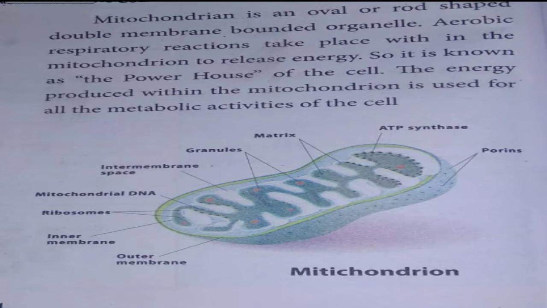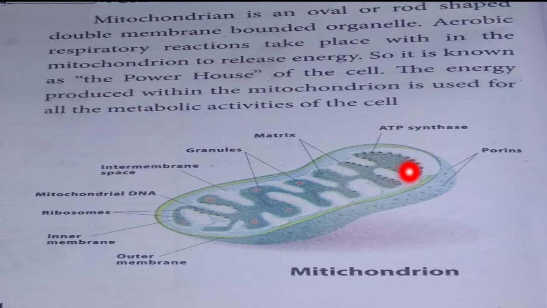Next one is mitochondria. Mitochondria is an oval or rod-shaped, double membrane bounded organelle. Here the aerobic respiratory reactions take place in mitochondria only, to release energy. So it is known as the powerhouse of the cell. The energy produced within the mitochondria is used for all metabolic activities of the cell.